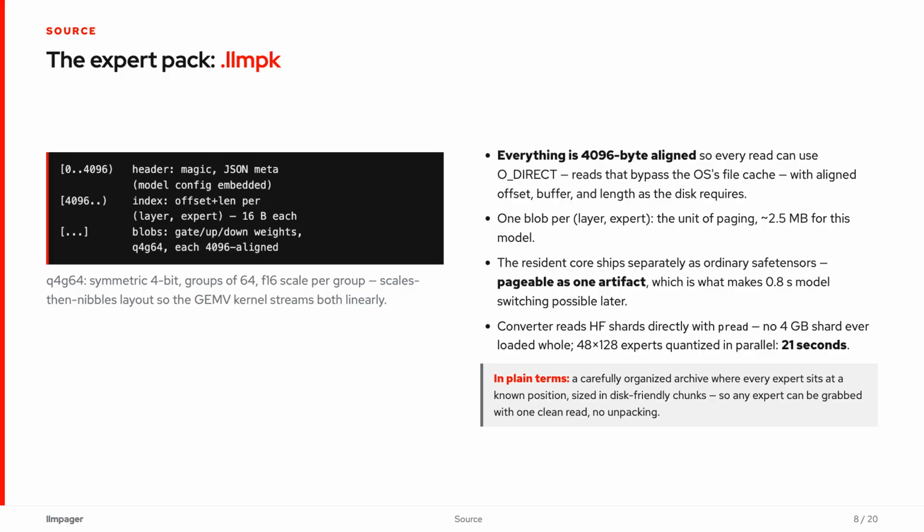The expert pack is the on-disk format. Think of it as a carefully organized archive, a header, an index, and then one blob per expert, each sitting at a known position and aligned to disk-friendly 4 kilobyte boundaries. So any expert can be grabbed with one clean read, no unpacking. Weights are quantized to 4 bits in groups of 64, laid out so the GPU can stream them linearly. The model's shared core ships as a separate file, which, as you'll see later, is what makes switching models take under a second.